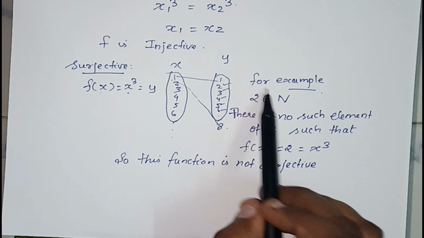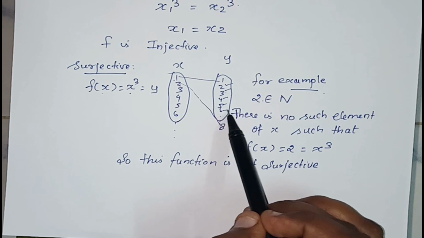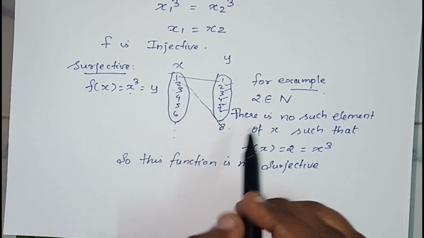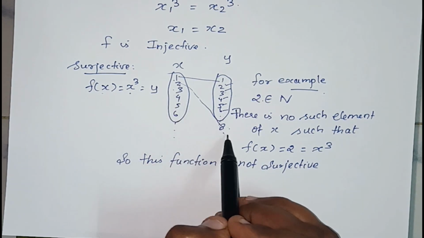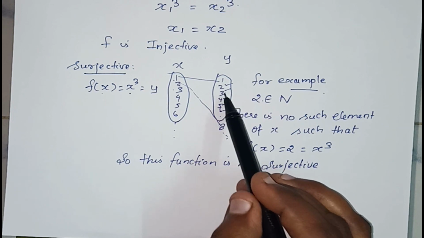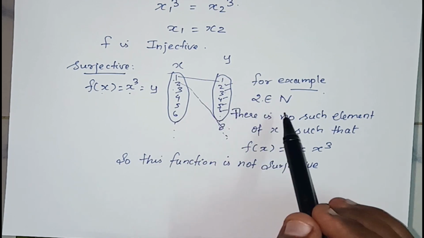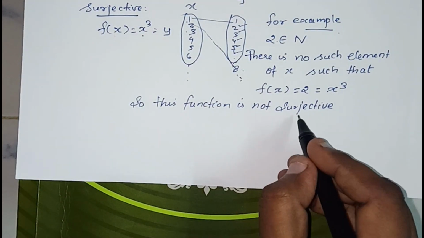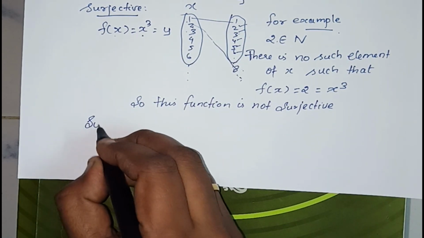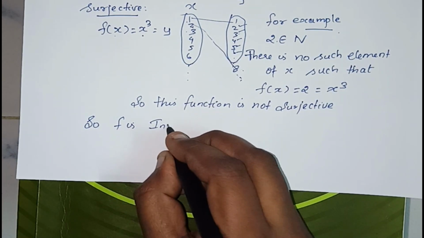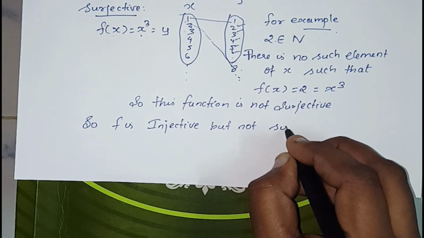So I am taking 2 as an example. You can take any other elements. Okay, you can take 3, 4, 5, 6, 7. 8 is an image of 2, so we can't take 8. 9 we can take, 10 we can take, because 3 cube is 27. Okay, so these 2, 3, 4, 5, 6 are not the image of any other element in x, right? So this function is not surjective. For surjective, every element in the y should be an image of x. So this function is injective but not surjective.